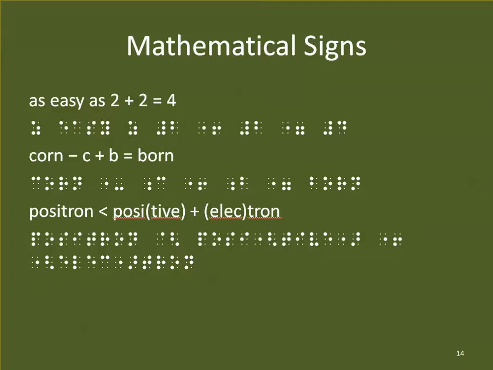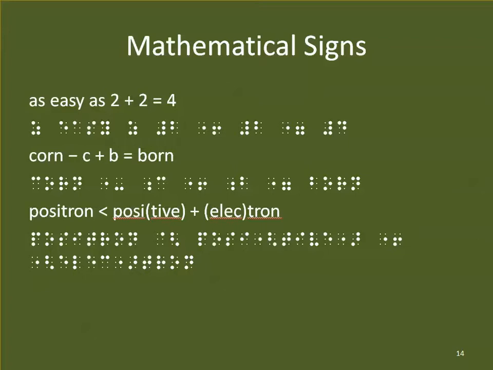Or if we have word constructions. Those are not true equations, but they have mathematical signs in them. So that's where we would use UEB signs. Corn, space, minus, space. We need that C there because we're in contracted Braille. So then we have dot 5, 2, 3, 5, and that is our new plus sign. B, we need the grade 1 symbol indicator there, new equal sign, space, born. Or if we have a different kind of word construct showing us how the word positron came about, we have positron, and then we have that angle bracket there.